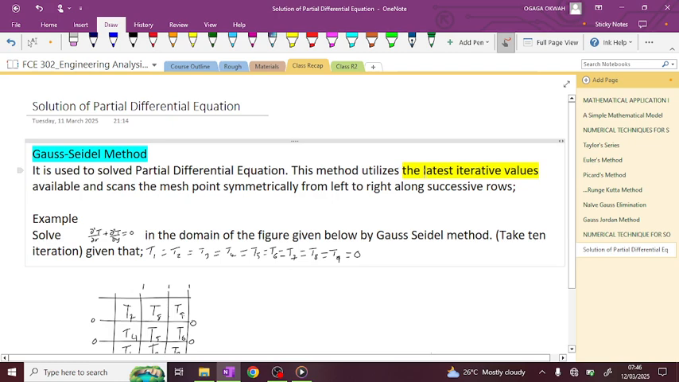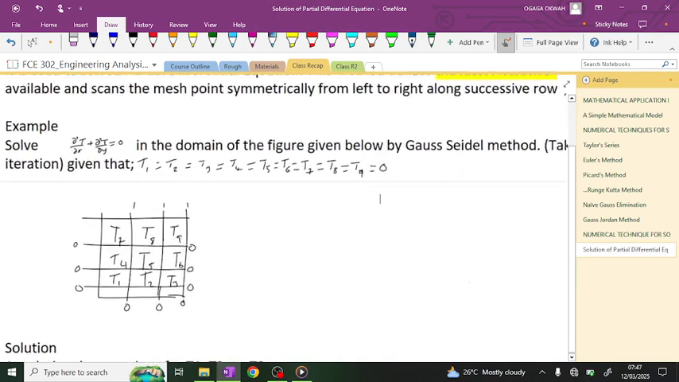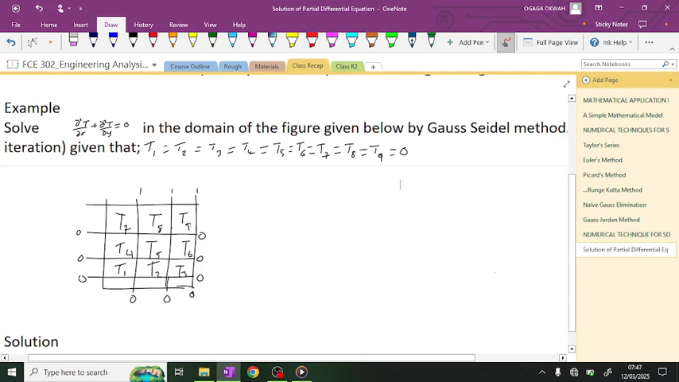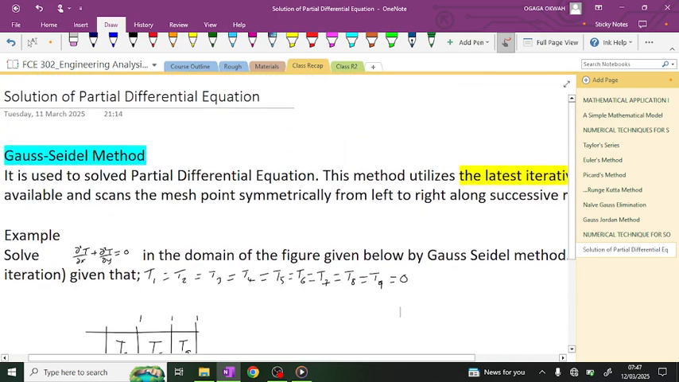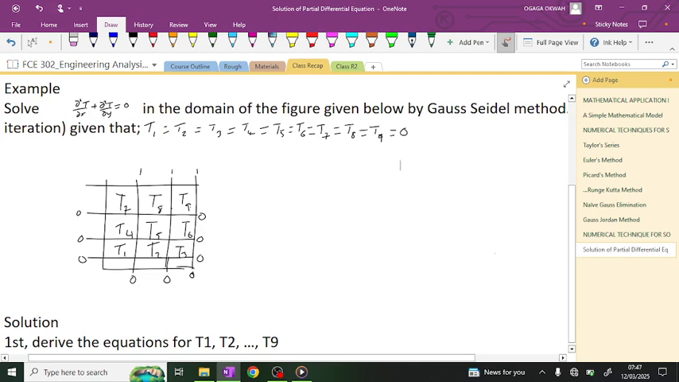The latest iterative values available, and it scans the mesh points symmetrically from left to right along successive rows. Now, what do we really mean by this? To get what we mean, it will be clearly seen as we solve this example. So let's look at this example. Of course, I will come back to what is being read here, and as we work with it in the example, I'll point it out.